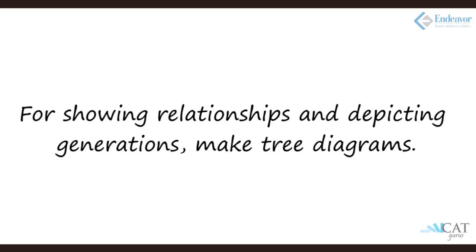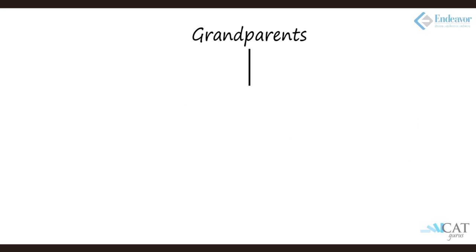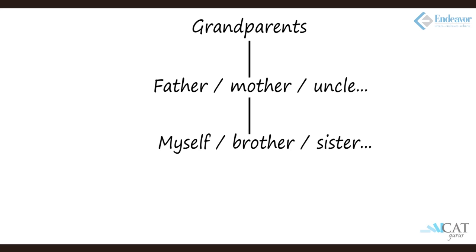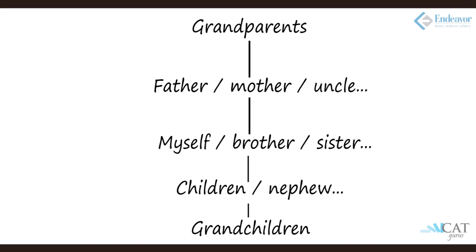Certain ground rules: for showing relationships and depicting generations, I'll make tree diagrams. Say for example, the first layer is the oldest, probably the grandparents level. From there my father's level, from there my level, my children's level, my grandchildren's level. So effectively all I need is probably 5 stages of a tree diagram, and that is something I'll use for charts.